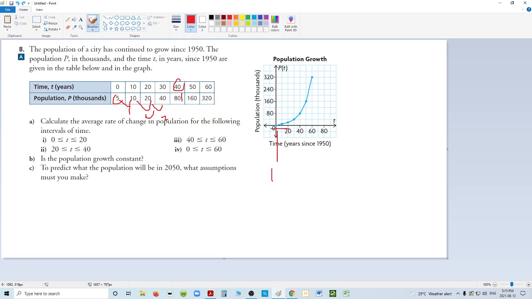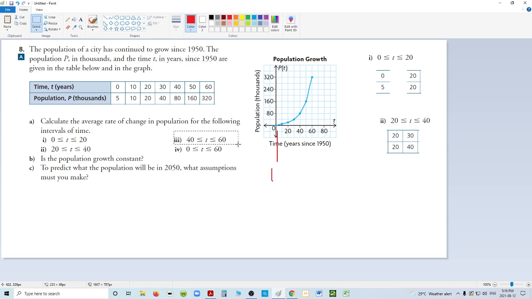By the way, what's this going to tell us? The rate of change is going to be pretty flat in the beginning, and then as we go up the line, it's pretty steep, and the steepest is going to be in the last interval here. But they're going to tell us what intervals they want. So from 0 to 20 they want, which is from here to here, and they want us to skip 10. And then they want us to do from 20 to 40, which is right there. And then from 40 to 60, which is right here, but skipping the middle one.